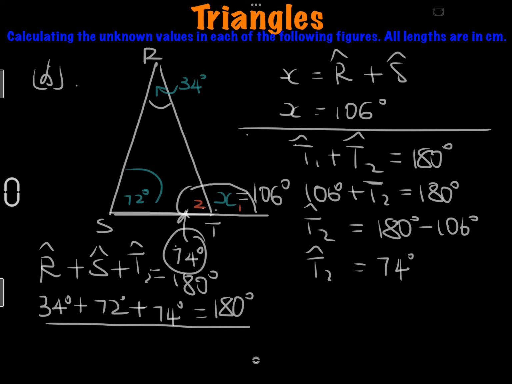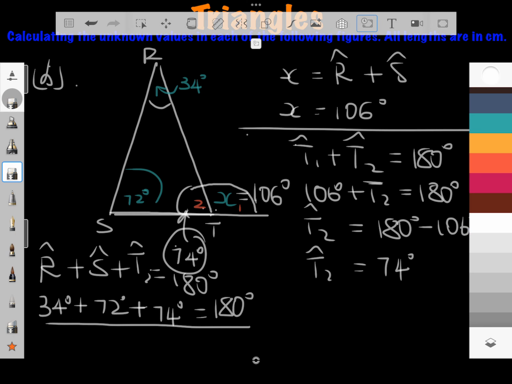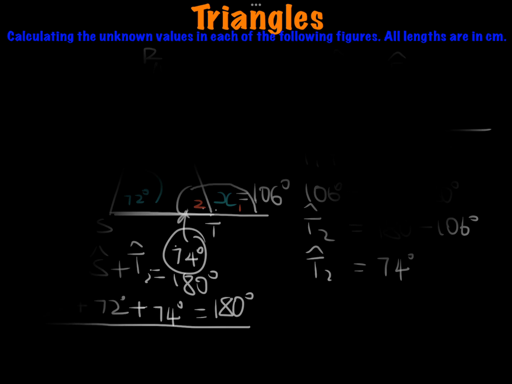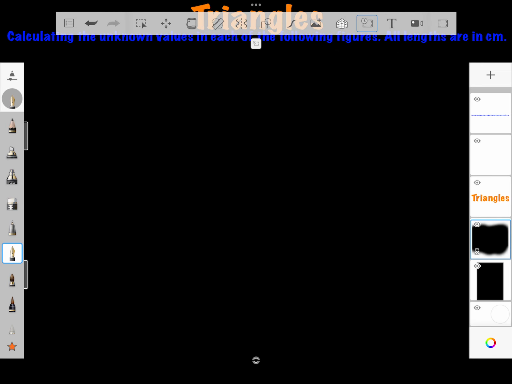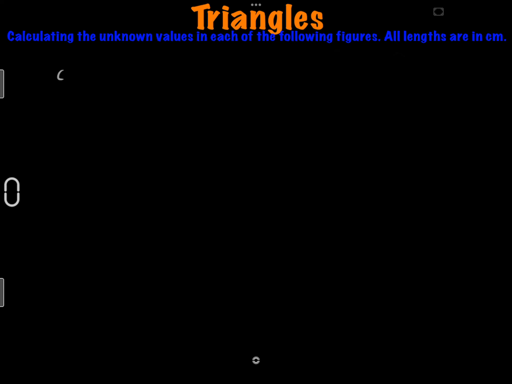Let's look at other examples. We're going to look at example C. Now, in example C, we are given another triangle. So this triangle looks like this.